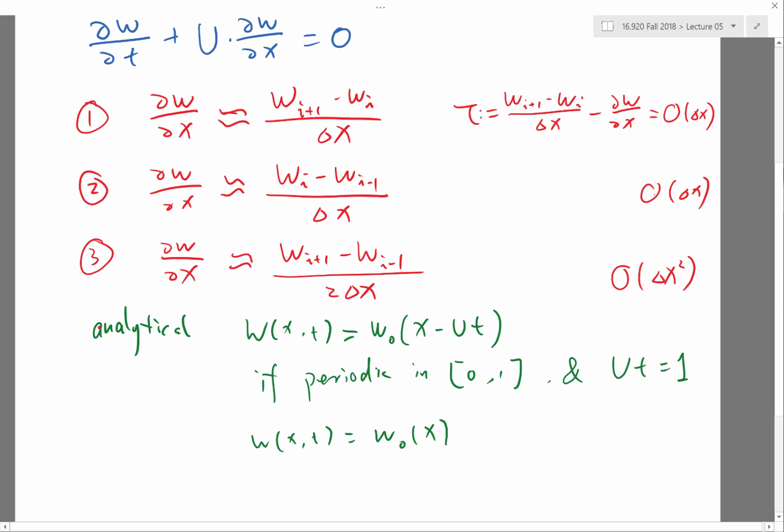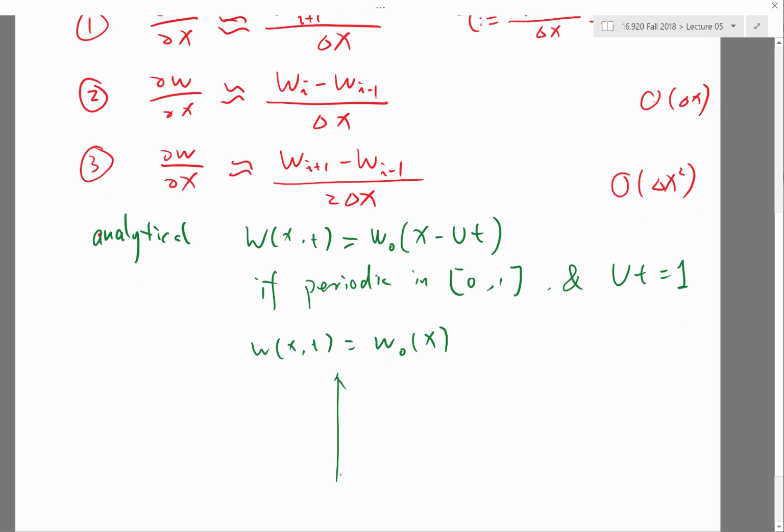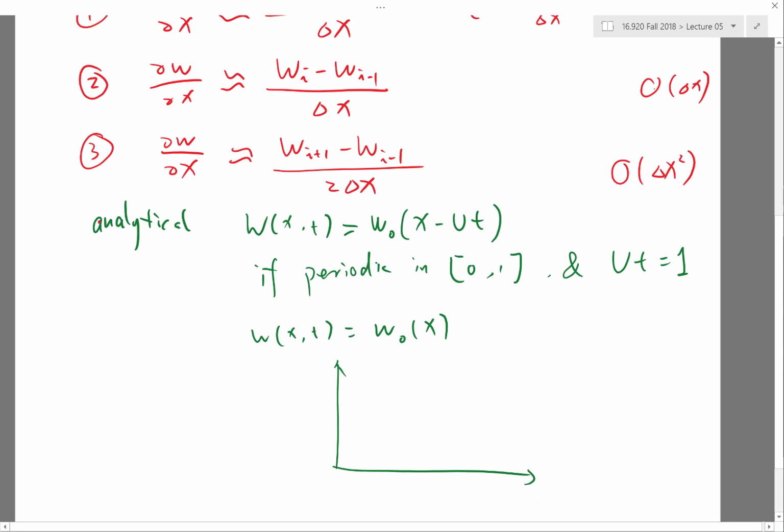Because if you look, the wave has moved across the domain for a whole period. So that's a very good initial condition. That's a very good solution we can compare our numerical scheme against. Okay, so that's the benchmark. Any questions? No? Okay, so let's actually just provide the initial condition that's a square wave.